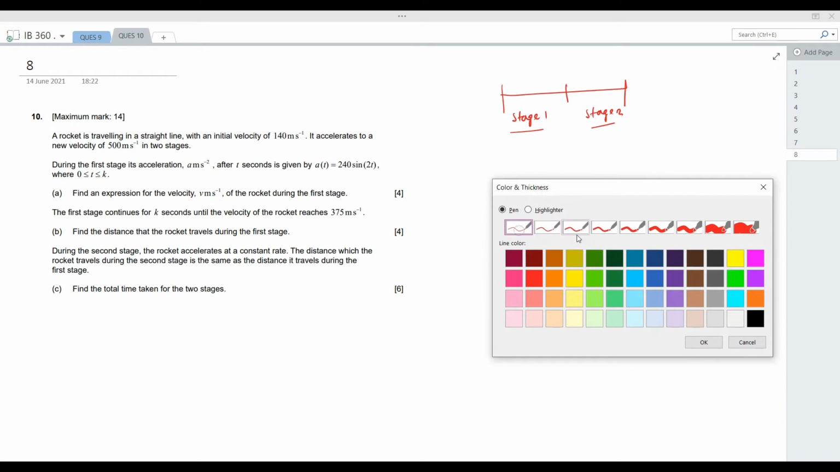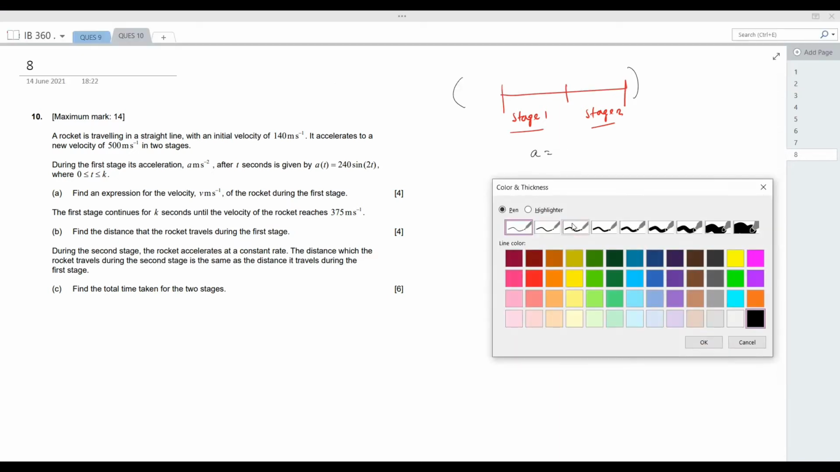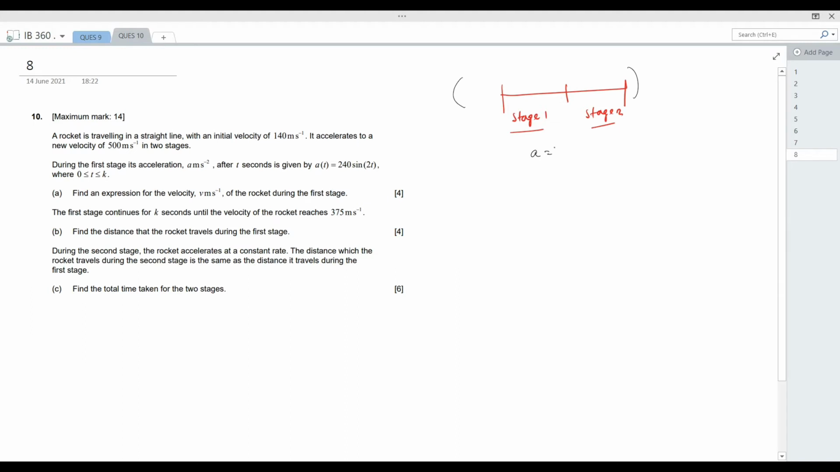So from here we have found stage 1 and stage 2, and it is given that a equals 240 sin 2t. So dv/dt equals 240 sin 2t, because a equals dv/dt. So dv equals 240 sin 2t dt.